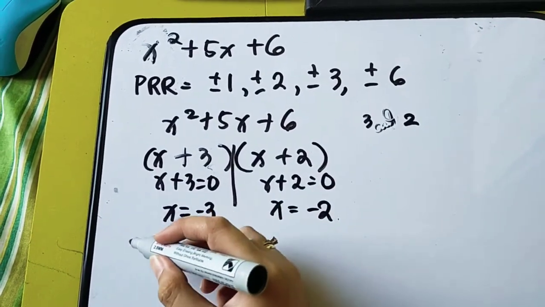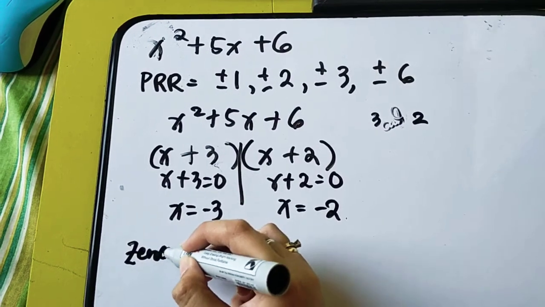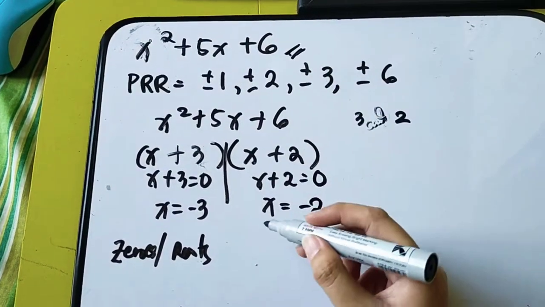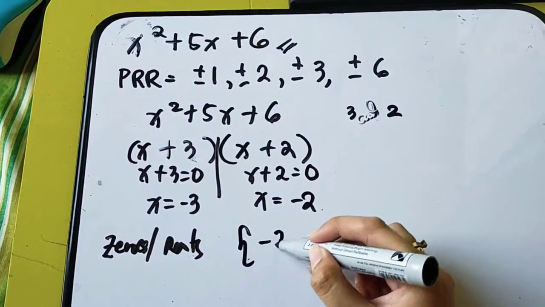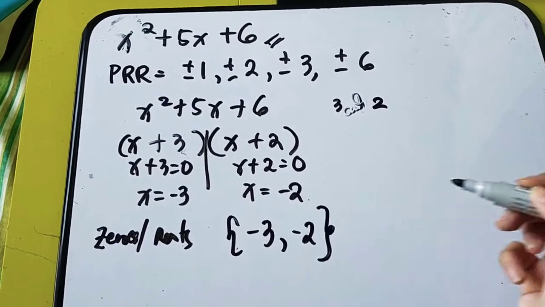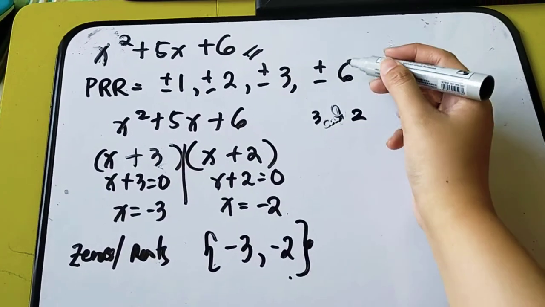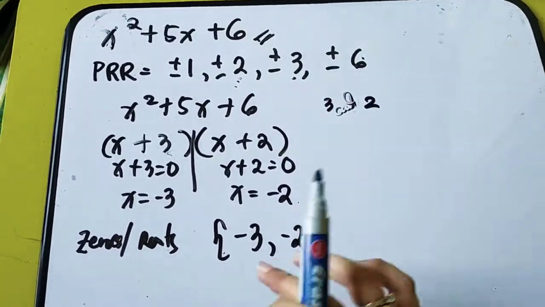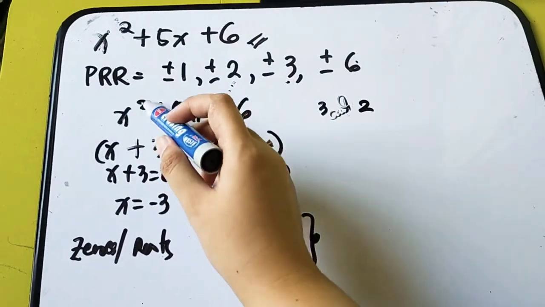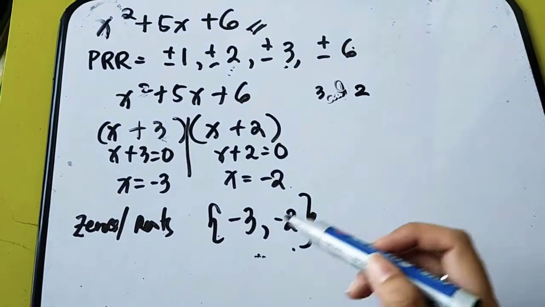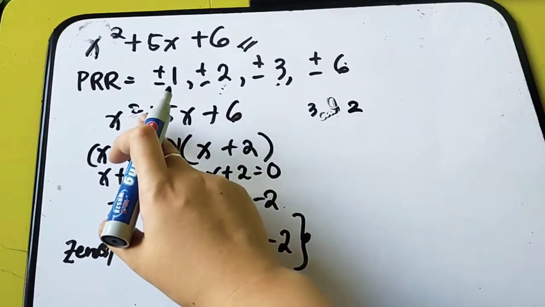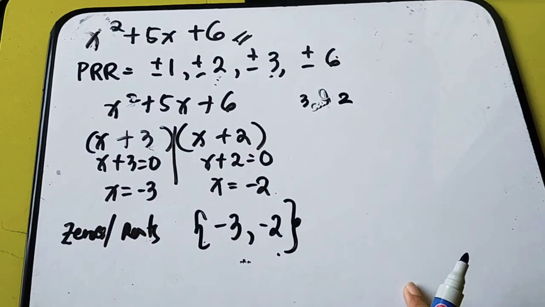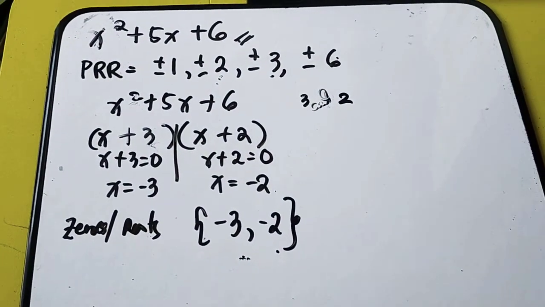So, therefore, the zeros, the roots of this polynomial are negative 3 and negative 2. Is it clear? Nandito ba siya sa possible? Yes, it is. Meron dito negative 2, meron negative 3. So, dalawa lang. Kung ano yung highest exponent mo, ganun lang din karami ang magiging roots mo. Is it clear? Kung ang highest exponent mo ay raised to 4, ang zeros mo ay dapat 4. Is it clear? Let us have another example.